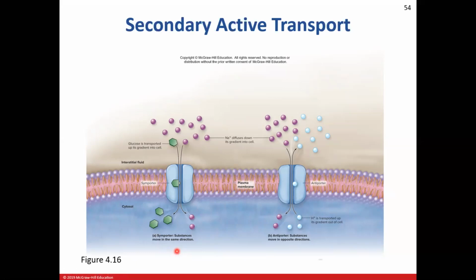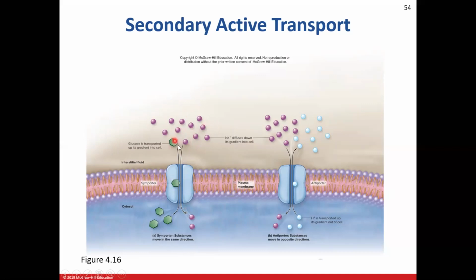Now remember, we're actually utilizing the concentration gradient of sodium and potassium that's been provided by the sodium potassium pump. In this particular case, we're utilizing the sodium gradient. So sodium has a higher concentration outside of the cell. With the sodium potassium pump, we're moving sodium from inside the cell to outside the cell. With secondary active transport, we're actually utilizing that gradient. We're allowing our sodium to flow through the channel. And we have this symporter.